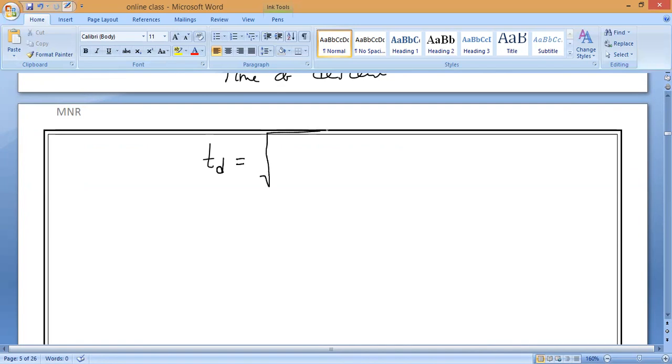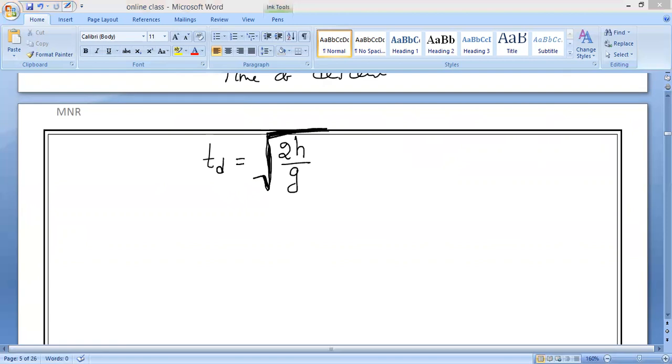So the answer is root of 2H by G. You always have to write TD equals root of 2H by G. What is the formula? Root of 2H by G. That is the formula for calculating the time of descent, which always gives you the time for a freely falling body to reach the ground. Is it okay, guys? That is what you have to remember.